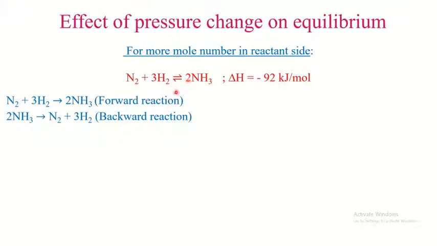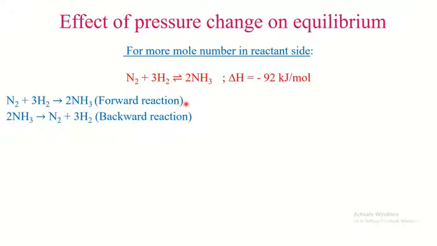So, in this condition, if pressure is increased in this reaction, then what will happen? The reaction will go forward because more product is produced from the reactant. Forward reaction rate is increased because on the product side the mole number is less than the reactant, so here the pressure is also less. So this forward reaction minimizes the increased pressure of the reaction.